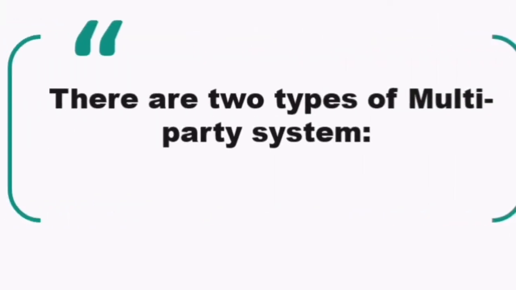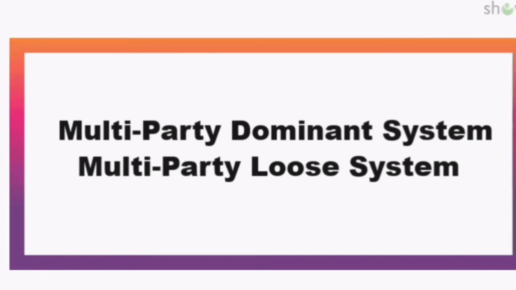Unlike in the case of the United States, wherein there are two political parties competing for power, in a multiple political party system there are at least three parties competing for power or a seat in the government. There are two types of a multi-party system: a multi-party dominant system and a multi-party loose system.